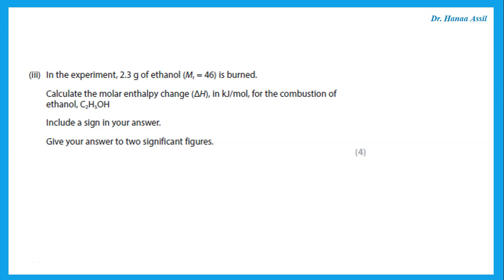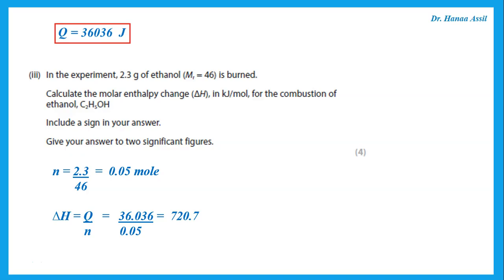Then he says 2.3 grams of ethanol was used. Calculate delta H. So in order to calculate delta H, we said get the number of moles, mass over molecular mass, and then delta H is what? Q over N. We got Q in joules. We said we need to divide that by 1,000 in order to put it in kilojoules. Divide by the number of moles. I got 720.7. Again, is this where I stop and go on to the next question?